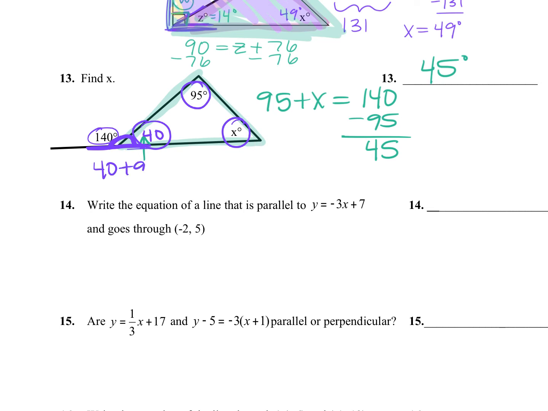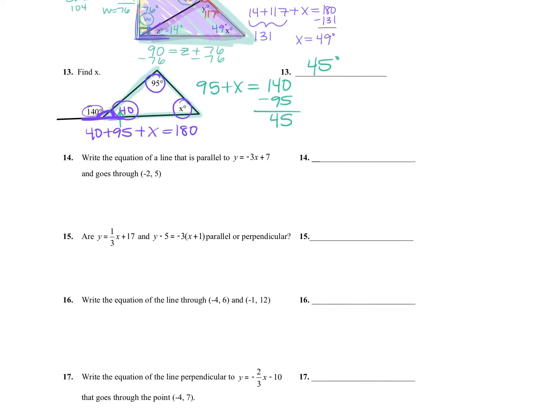40 plus 95 plus X should equal 180. You will get the exact same thing. You'll still get 45 degrees. Okay? Are you good? Yeah? Okay.